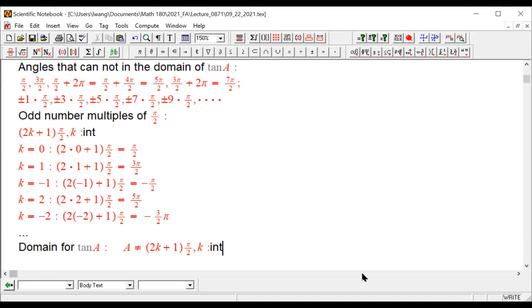For all values of A, angle A, right, Professor? A cannot be. Yes, A can be all real numbers except those. Right, exactly. Could you type it?